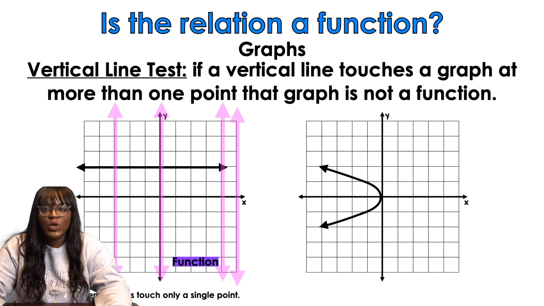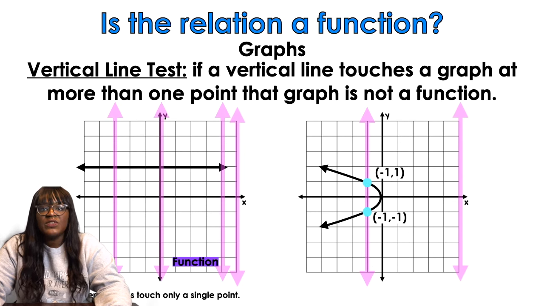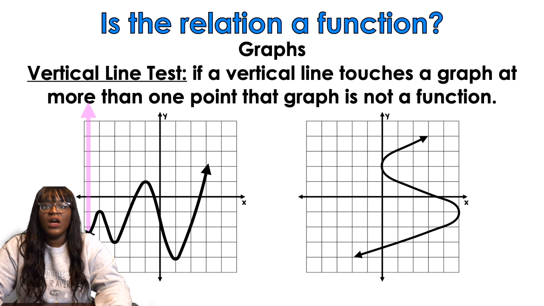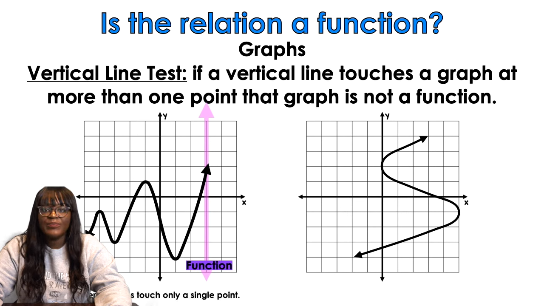Now let's try this next one. Let's swipe a vertical line across. Great, we can definitely see that in this one, I'm going to touch more than one point with that vertical line. So guess what? When I do that, I see that the negative 1, negative 1, both of those x values repeat, so this is not a function. All right, so now I have this one. When I swipe it across, what do I notice? Well, it's definitely going to be a function because that vertical line only touches one single point, no matter where it is.